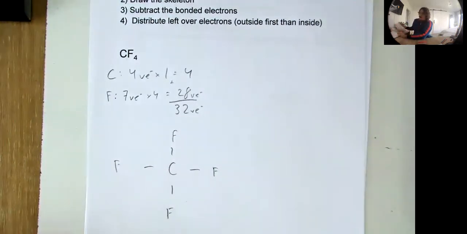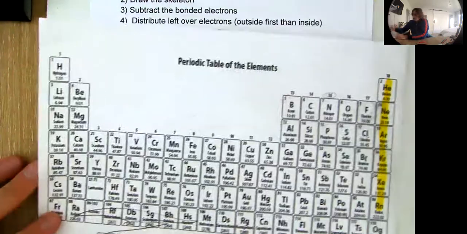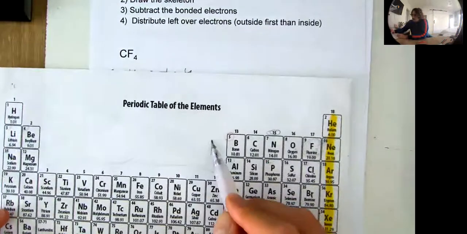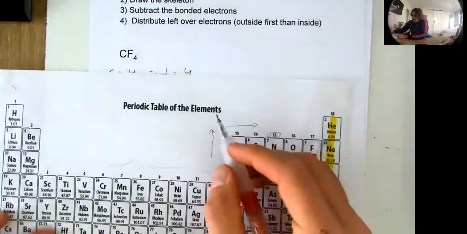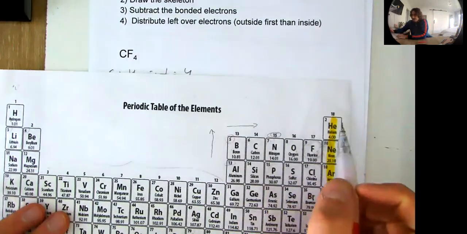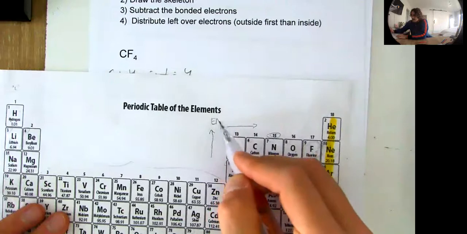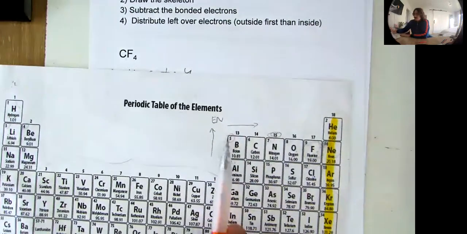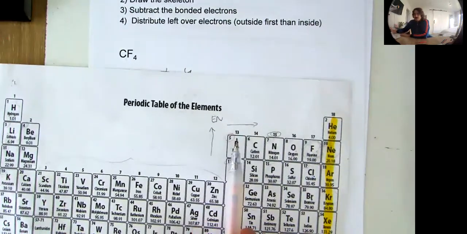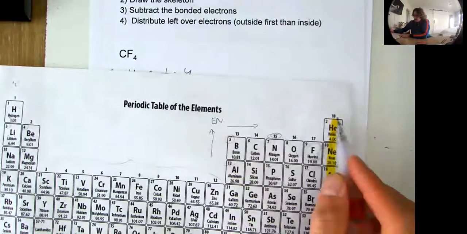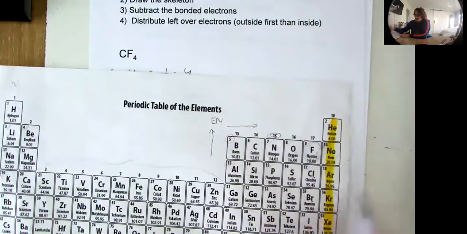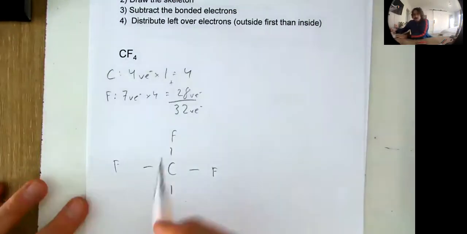As a review, the more electronegative atoms are the ones that are further up and further to the right on the periodic table. That's the pattern or trend for electronegativity. Remember, electronegativity just means an atom's ability to hold onto electrons or to attract electrons to itself. This is with the exception of the noble gases. The noble gases don't count for electronegativity. Okay, let's get back to here.